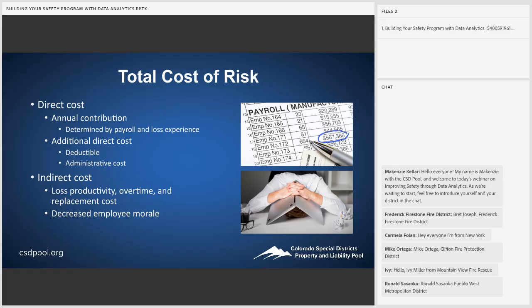There is insurance premium, obviously. This is what you pay into the Colorado Special District's pool. The amount of your contribution is determined by your payroll and your loss experience. And just like your personal auto insurance, if you have had a history of accidents or speeding tickets, you're going to pay more. So similarly, if your district has had multiple workplace injuries or a pattern of losses, you should expect your contribution to go up.